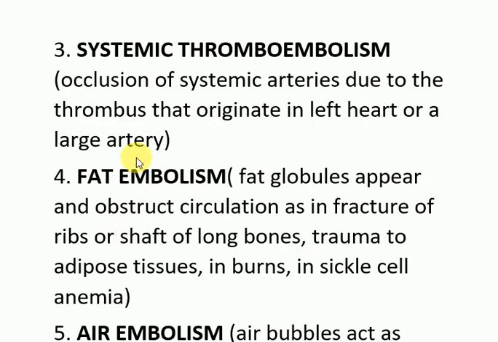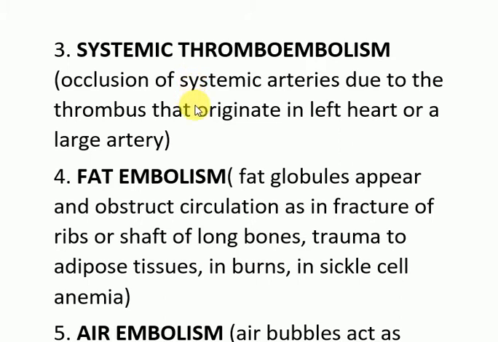Then the third one is the systemic thromboembolism, which is because of the occlusion of systemic arteries due to a thrombus that originates in the left heart or a large artery. So when the thrombus originates in the left heart and is dislodged, it moves from the left heart through the aorta into the other parts of the body, leading to systemic arterial occlusion. So that is known as systemic thromboembolism.